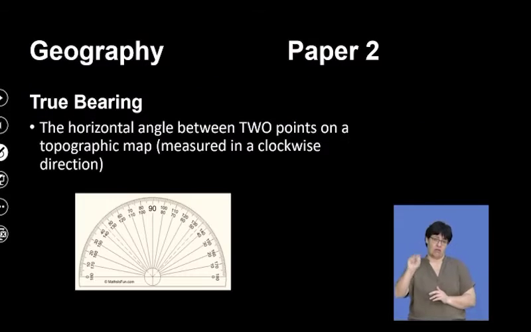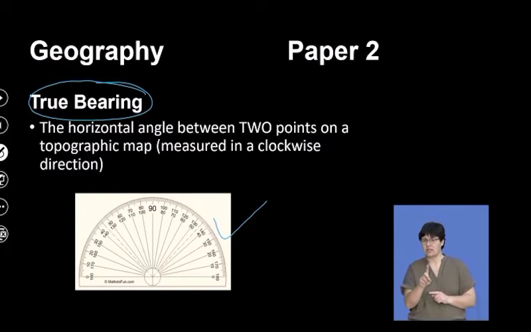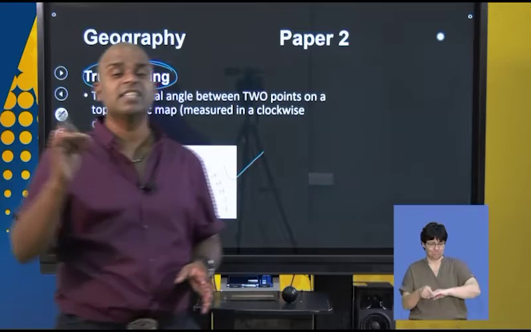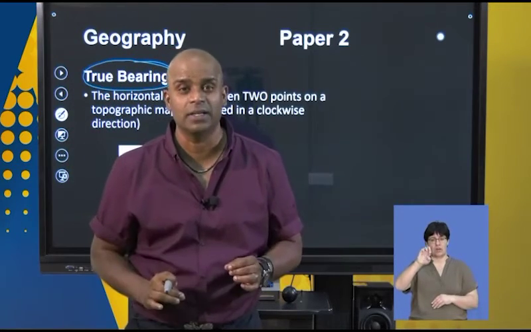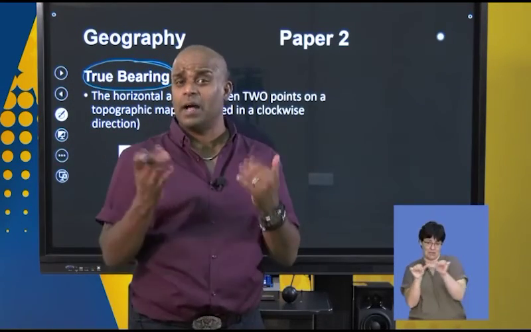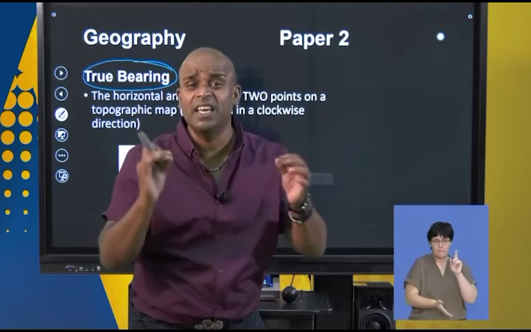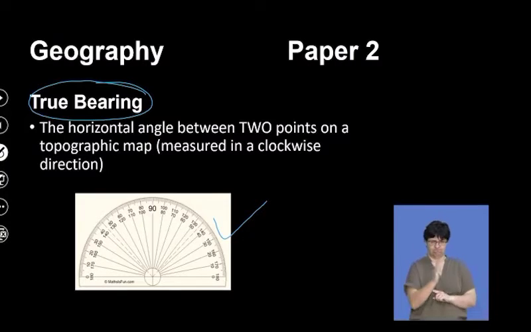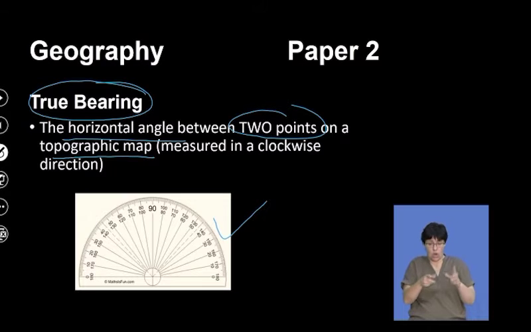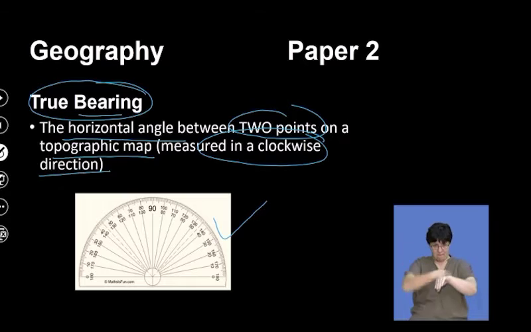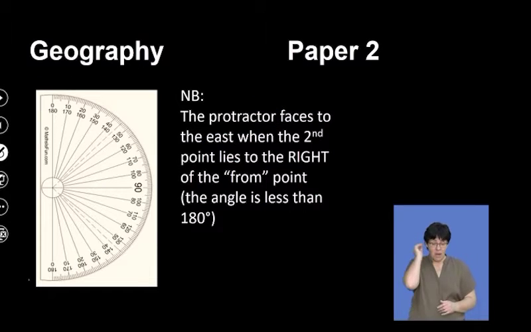What you should note is the following. To calculate the true bearing of your formula, you need a protractor. A protractor is used to measure angles, and these angles help us better dictate the true bearing. So, the horizontal angle between 2 points on a topographic map measured in a clockwise direction, that is the true bearing. So take note of the following.